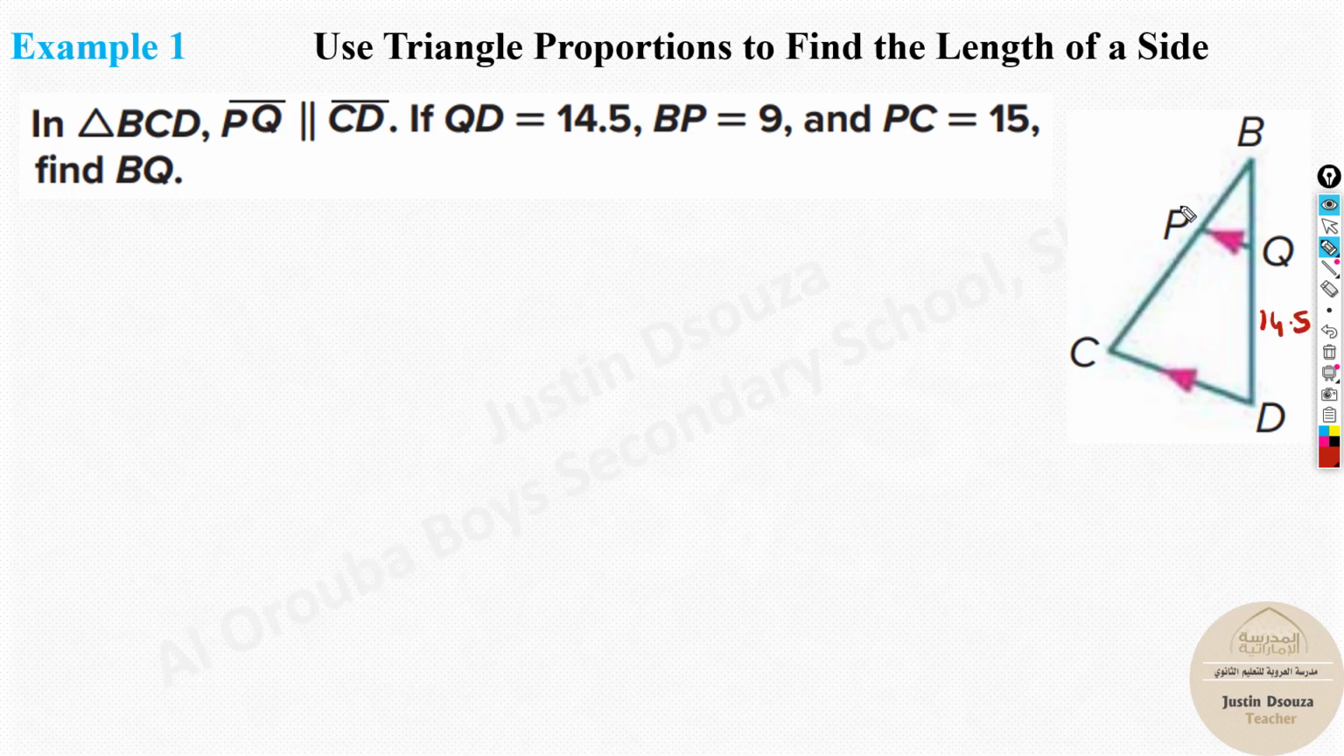What is BP? BP is here, is 9. And what is PC? PC is 15. So you know all these values, right? What you need to find is BQ. Let me take it as X. Now let me write the statement.